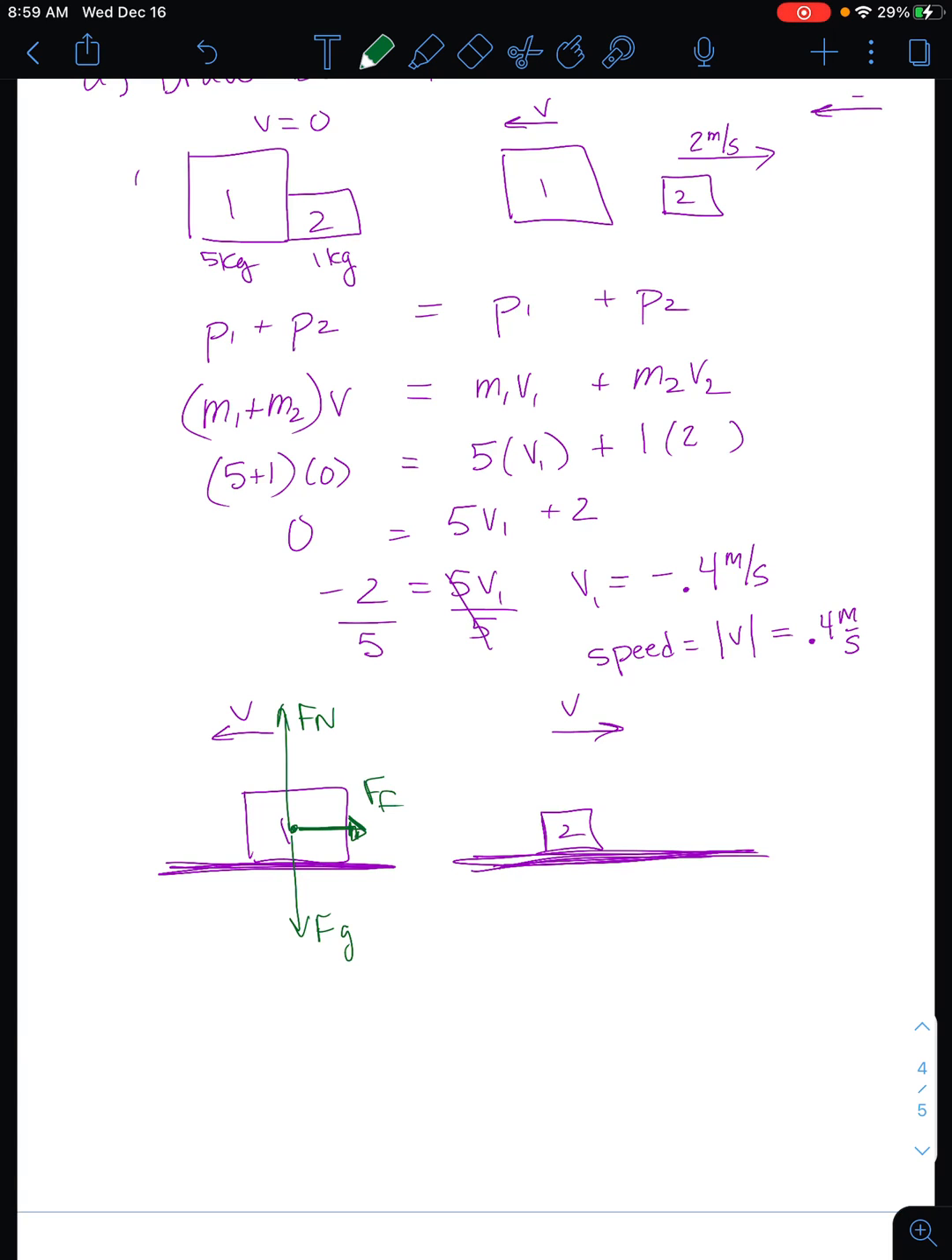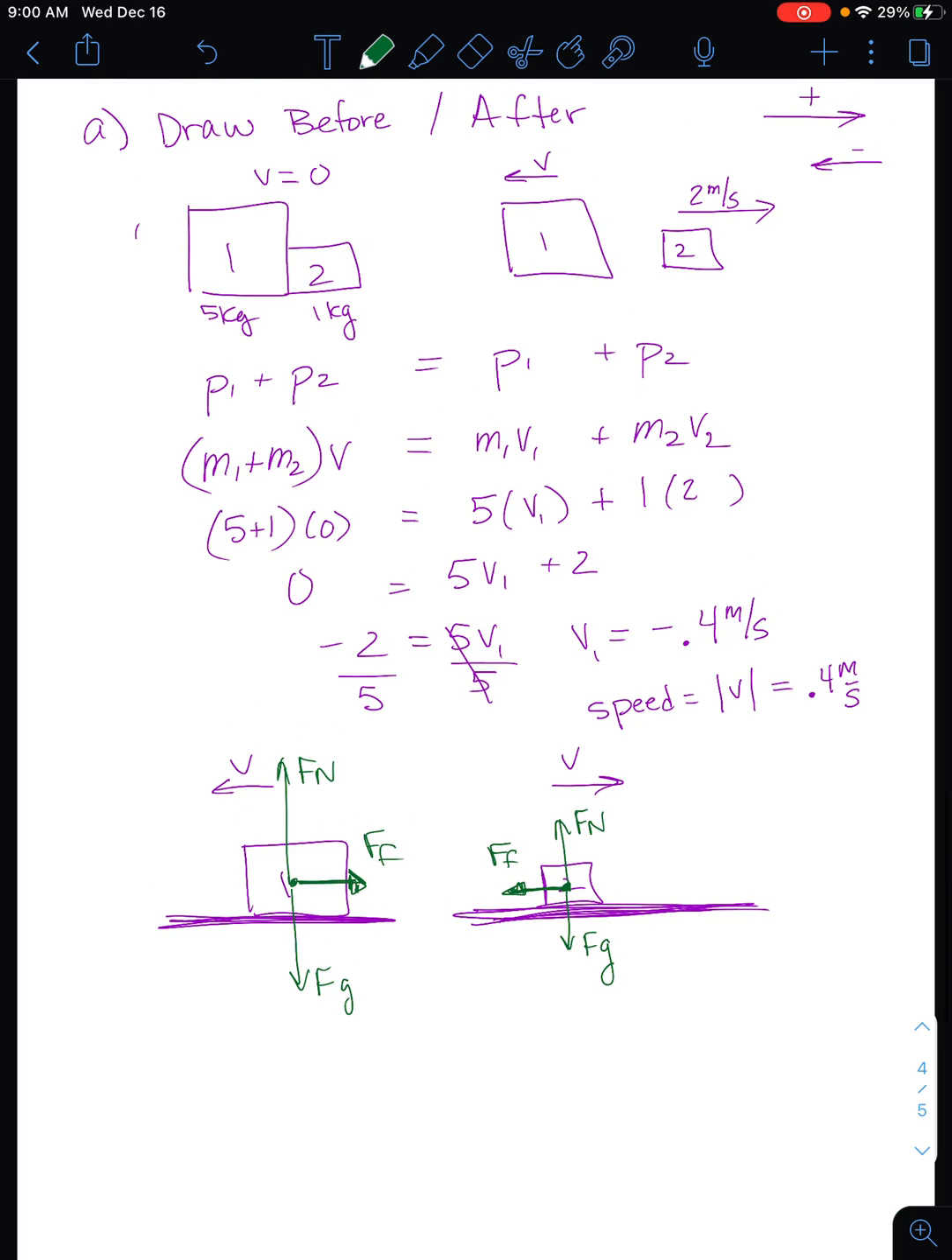Then if we look at object 2, it is going to also have a force of gravity going down because it's on Earth, and a normal force going up because it's on a surface. It's moving to the right, and it's got friction acting on it, but friction is going to oppose the motion. And so to oppose the motion, friction on this one will be acting to the left.